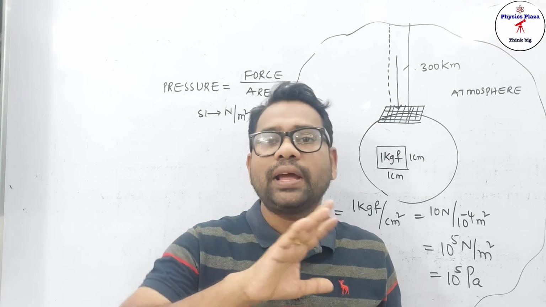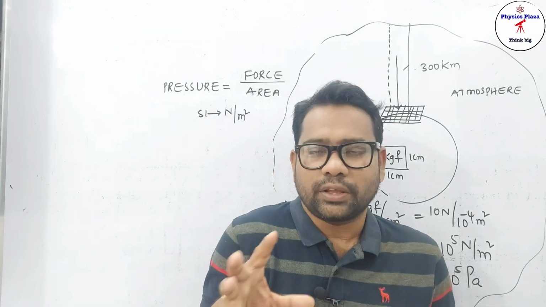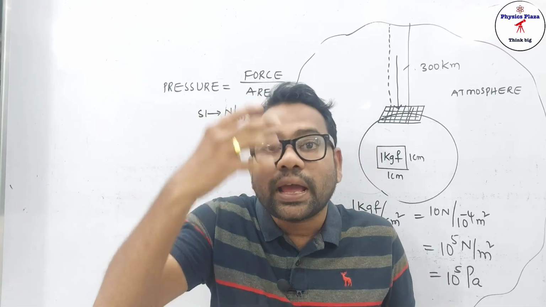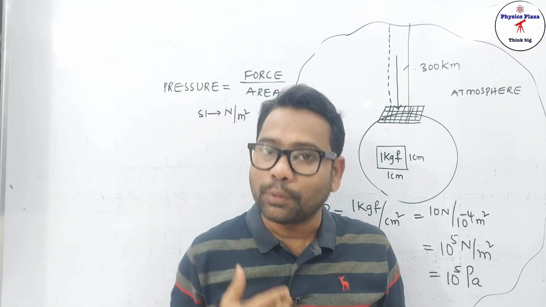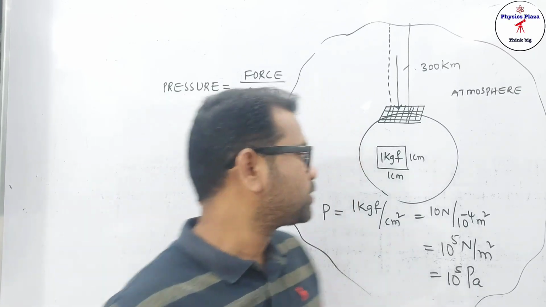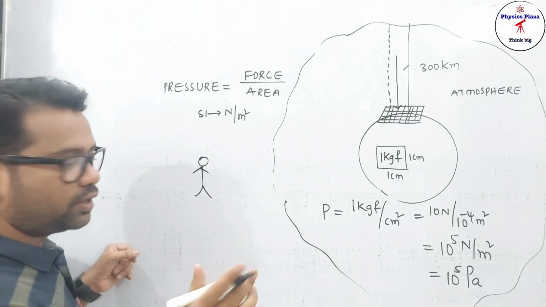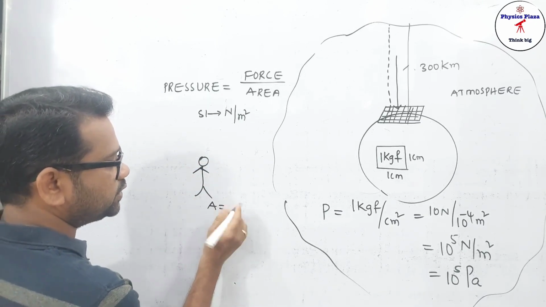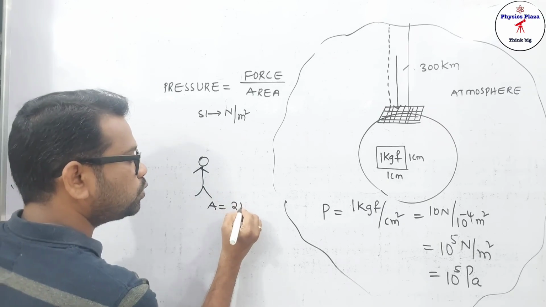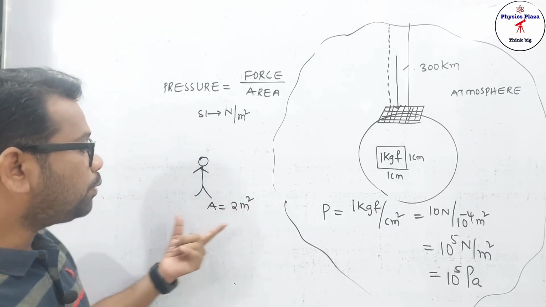Okay. Now on an average person, if you take human beings, our average surface area of the body will be 2 meters square. Children, for example, if you take any person, on average, the surface area of this person will be 2 meters square. Then how much pressure will act?